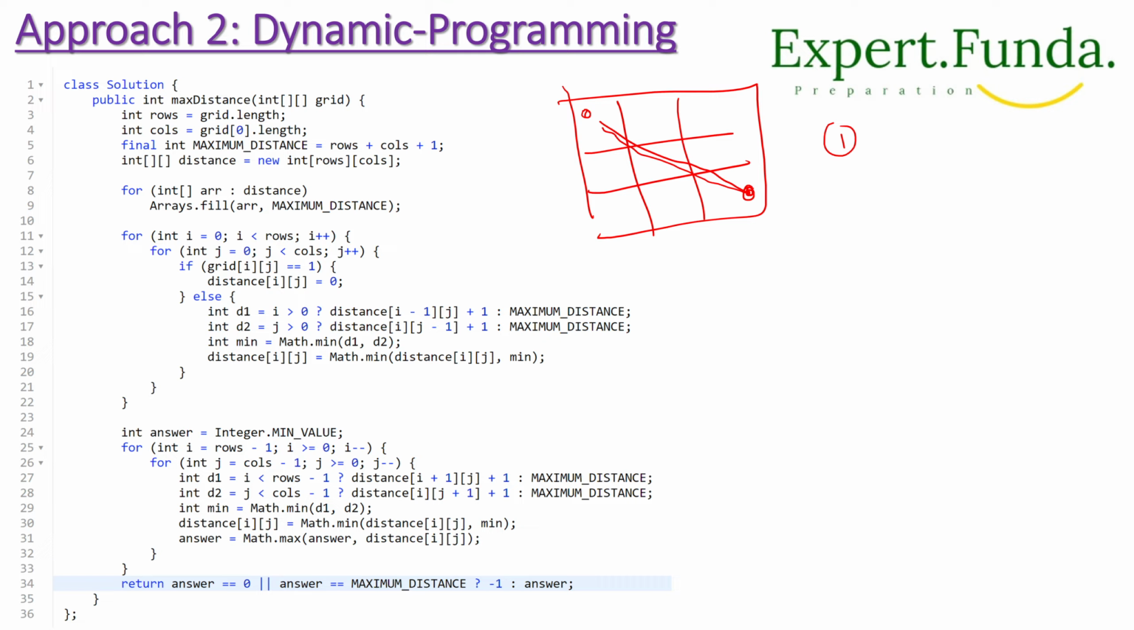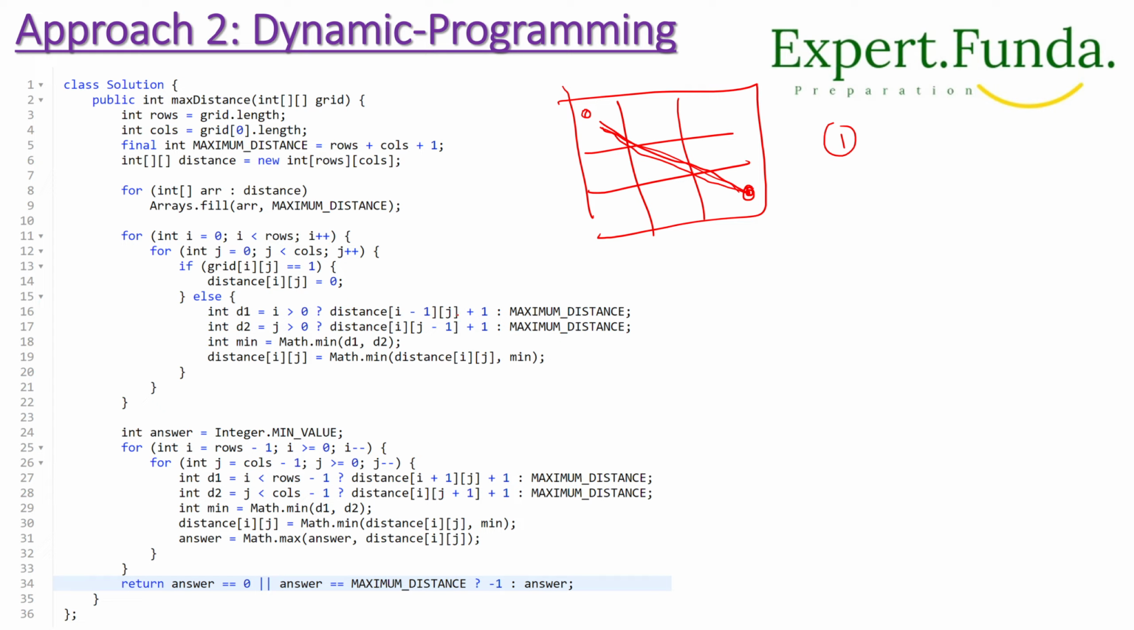Then in the second traversal, we go from bottom right to top left. The first pass goes this way, and in the second pass we are going this way. So we will store the minimum distance using the remaining right and down directions, correct?